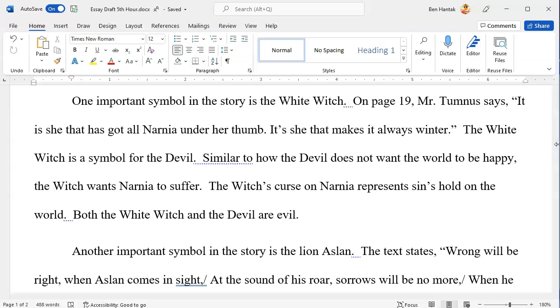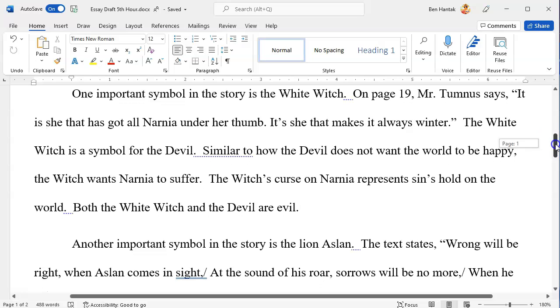One important symbol in the story is the White Witch. On page 19, Mr. Tumnus says, "It is she that has got all Narnia under her thumb. It's she that makes it always winter." The White Witch is a symbol for the devil. Similar to how the devil does not want the world to be happy, the witch wants Narnia to suffer. The witch's curse on Narnia represents sin's hold on the world. Both the White Witch and the devil are evil.